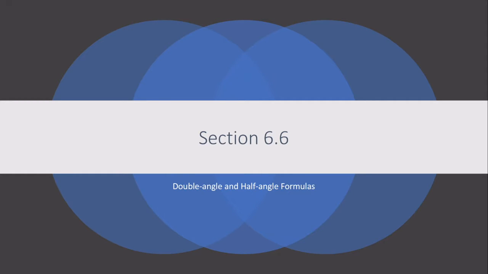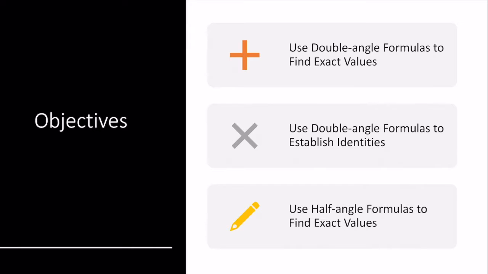Right, so let's talk about section 6.6. This is the last section in chapter 6. And as always, you probably should have your unit circle handy. So over the course of this section, we're going to learn how to use the double angle formulas to find exact values.